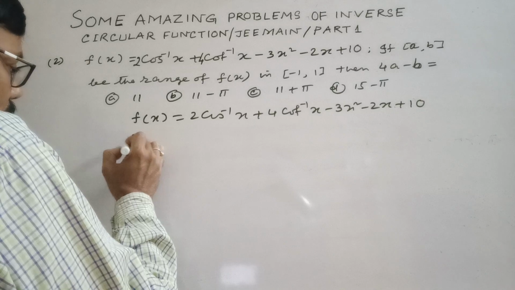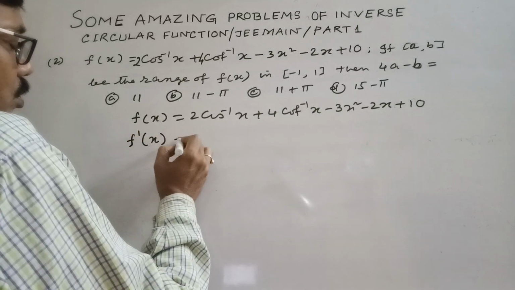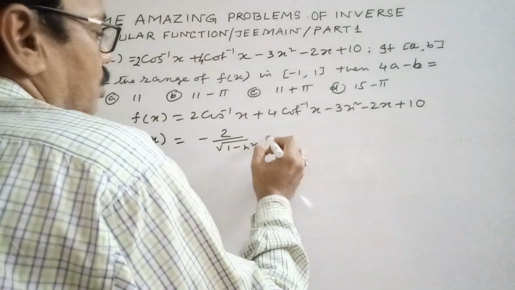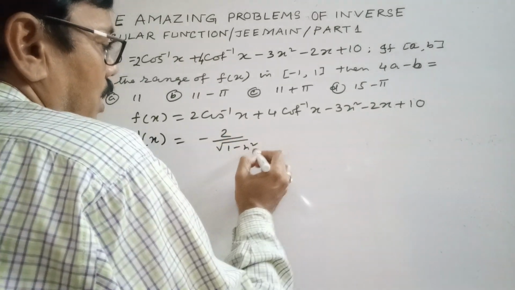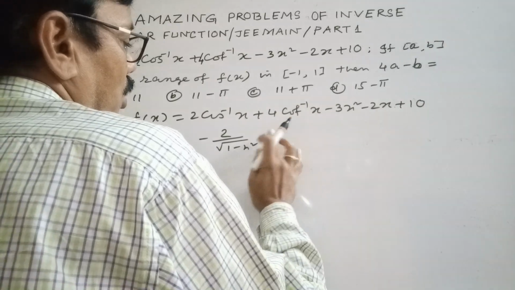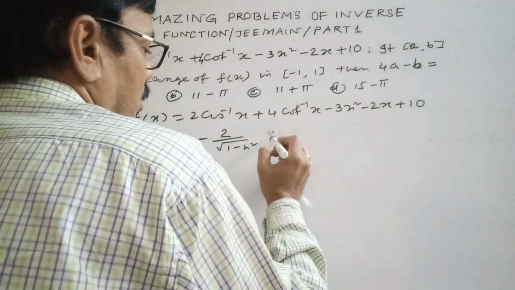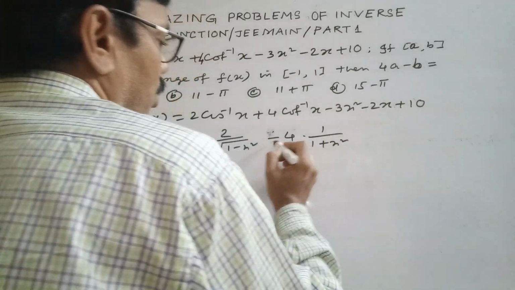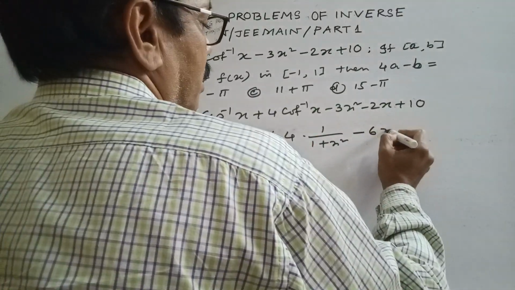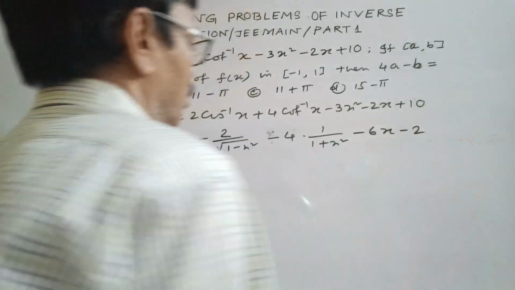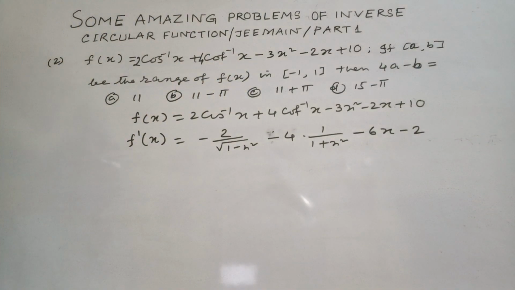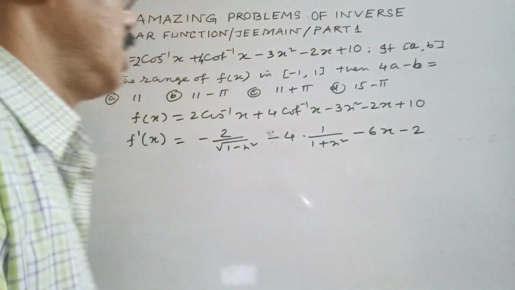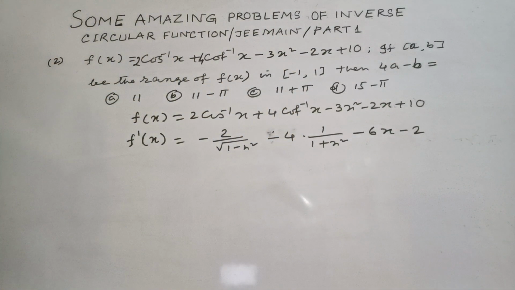So f dash x equals the derivative of cos inverse x, which is negative, minus 1 by root over 1 minus x square. So cot inverse x, this is 4 times minus 1 by 1 plus x square, with negative. This is minus 6x. This is 2. Now each term is negative. Each term is negative.